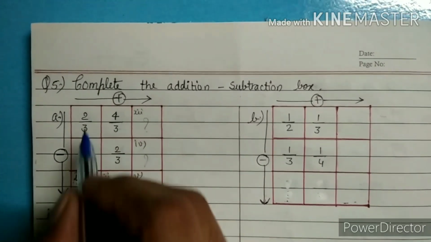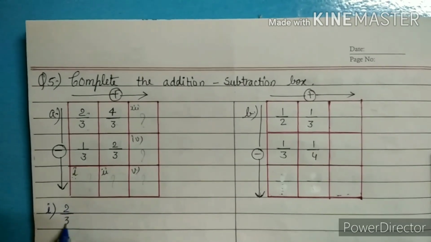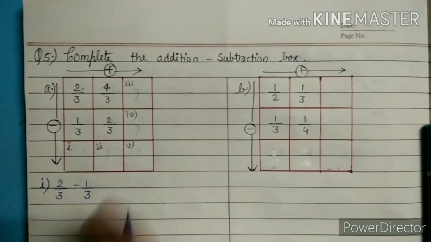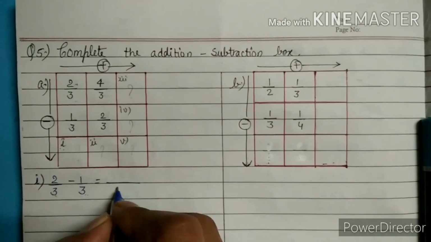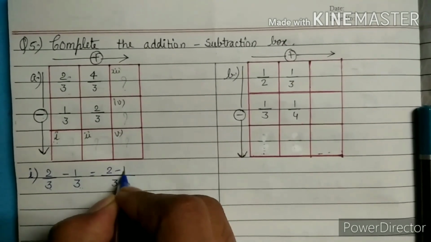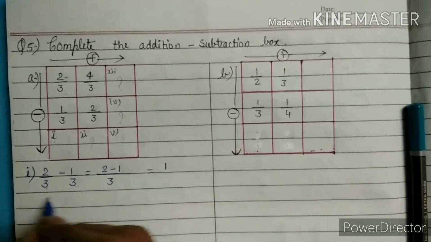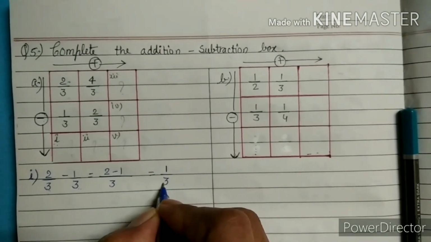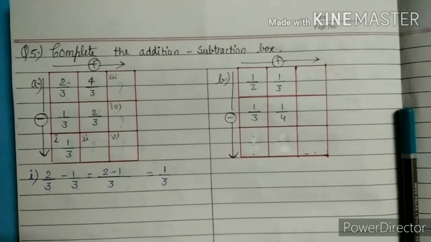We have to take this number 2 by 3 minus 1 by 3. So you can see their base is same, denominator is same, so they will combine their denominator a single time. And 2 minus 1 is 1, and 3 as it is. So what will we get? We will get 1 by 3 in this box.